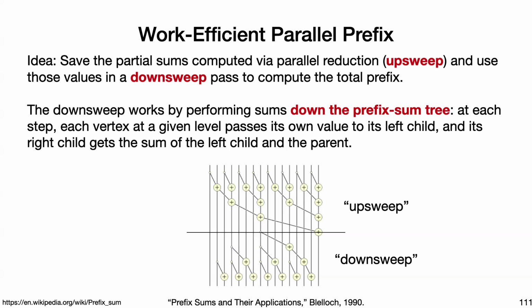Each phase is n work, because in the upsweep the work is decreasing exponentially as you go up the layers, and there are log n layers. And in the downsweep, the work is increasing exponentially as you go down the layers, but there are also log n layers. And the bottom layer is n.